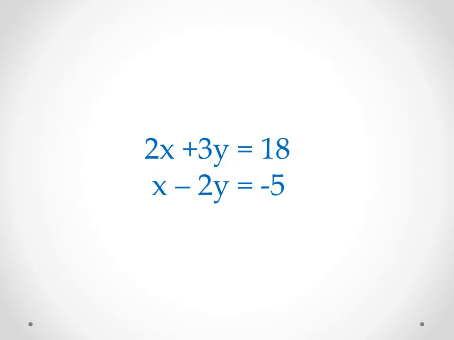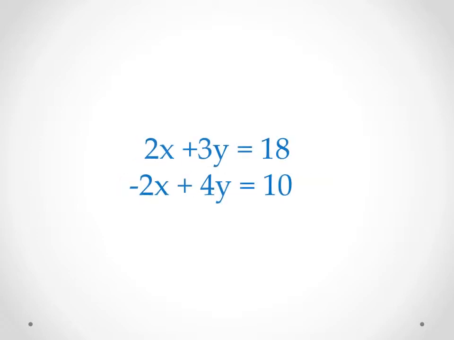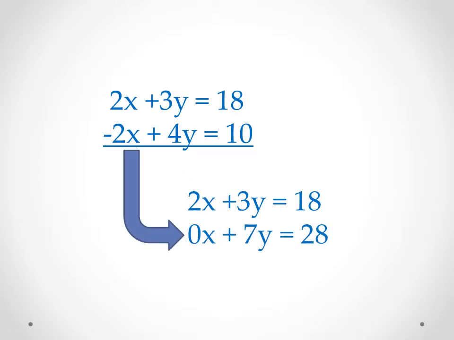Taking a look at this one, if we multiply the bottom row by negative 2, and remember you have to do it on both sides, so you distribute, you end up with negative 2x plus 4y when the two negatives multiply together, and a plus 10 when two negatives multiply together. And if we add those together, we're going to end up with 0 plus 7y is equal to 28 on the bottom row.